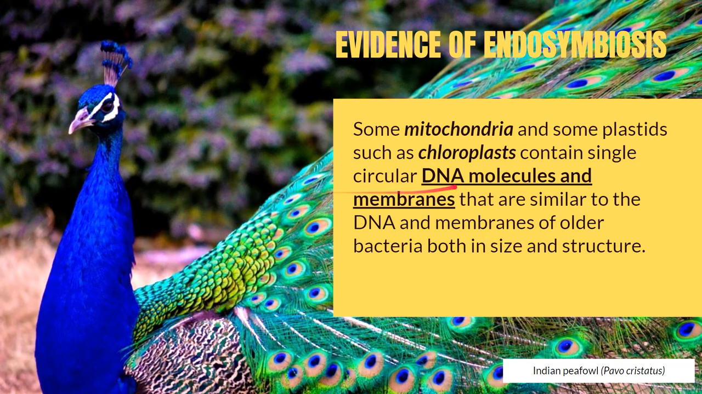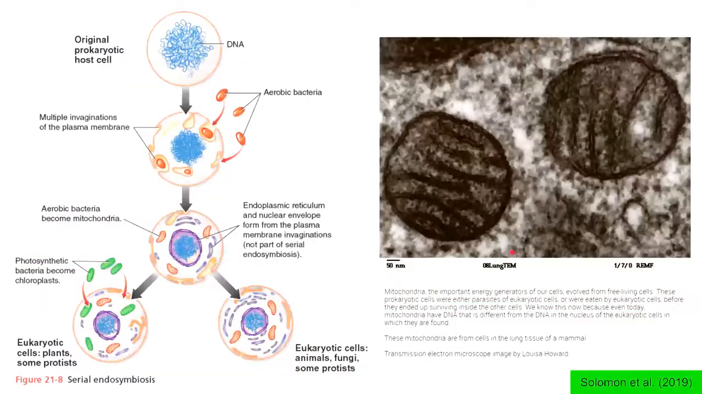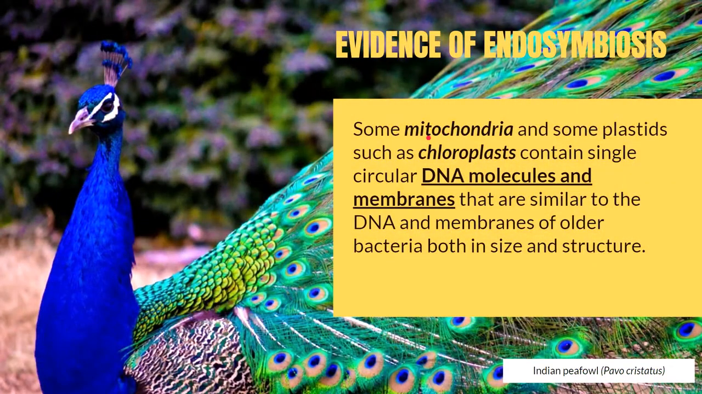So what is the evidence of symbiosis that we've seen? Again, aside from the resemblance of mitochondria with Rickettsialis and chloroplasts with cyanobacteria, some mitochondria and some plastids, such as chloroplasts, contain single circular DNA molecules that are similar to other bacteria. Okay, so that's what they found. At the genetic level, mitochondria still kept their own DNA molecule, and chloroplasts still maintained their own molecule.